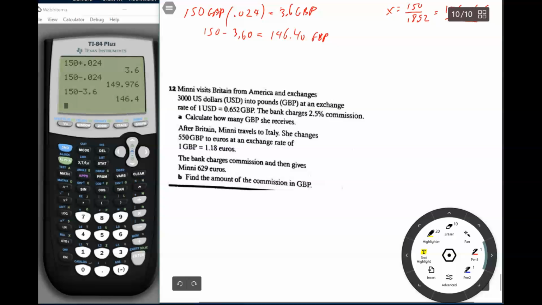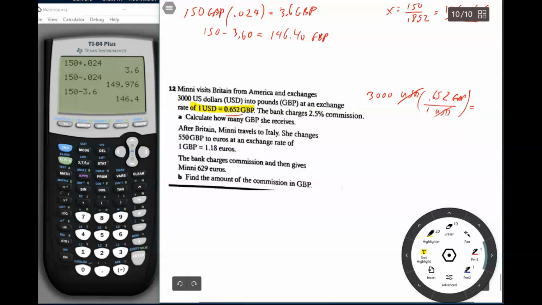Minnie visits Britain from America and exchanges 3,000 US dollars into pounds at an exchange rate of 0.652 GBP. So here's our domino. The bank charges a 2.5% commission. The commission, you can subtract it off before you exchange or after you exchange, whichever is more convenient. So 3,000 US dollars times the domino, which is going to be 1 US dollar on bottom, so that we cancel those out, and 0.652 GBP on top.